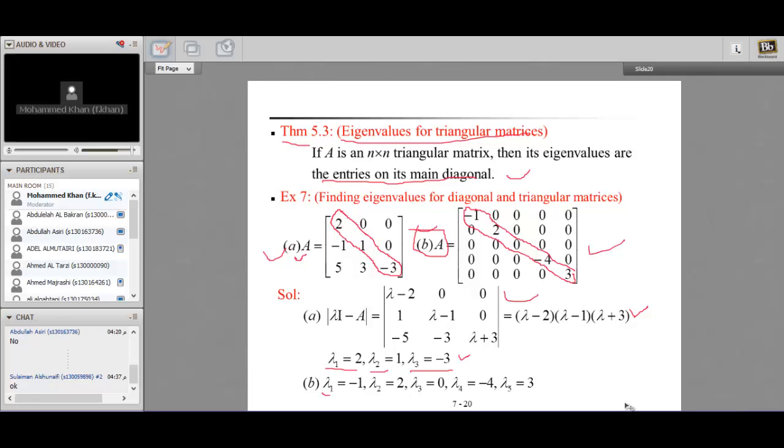So you put lambda 1 is equal to minus 1, lambda 2 is equal to 2, lambda 3 is equal to 0, lambda 4 is equal to 4, and lambda 5 is equal to 3. These are the eigenvalues of the matrix. There is no need to solve further. So hopefully you understand how we can find the eigenvalues of a triangular matrix. Okay, now let's proceed.